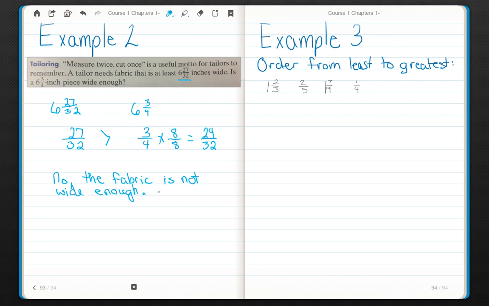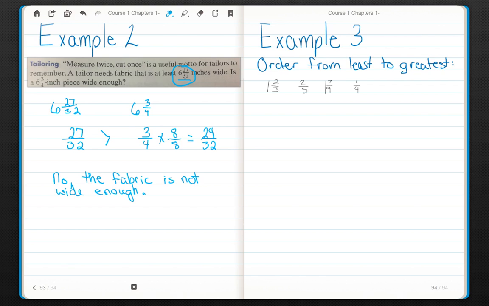Your quick check refers back to this original problem and asks, is a 6 7/8 inch piece of fabric wide enough? It is asking, this is what you need, is 6 7/8 inches wide enough? So please make sure you refer back to this example problem.